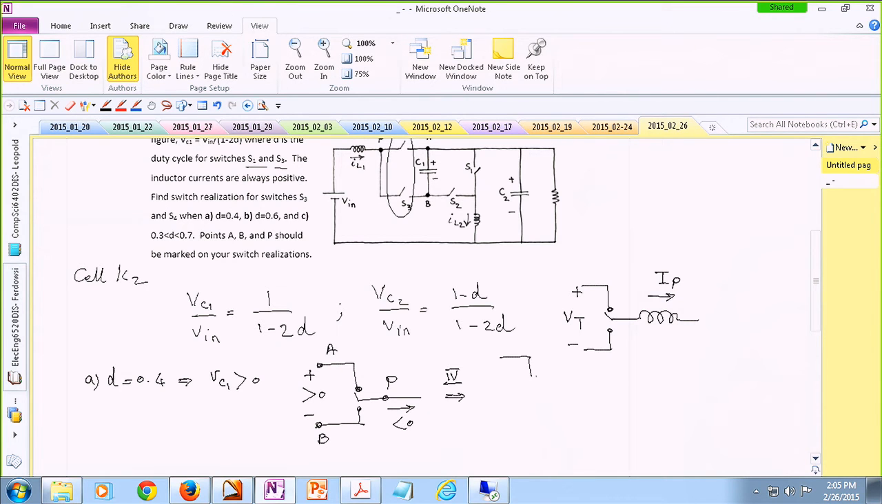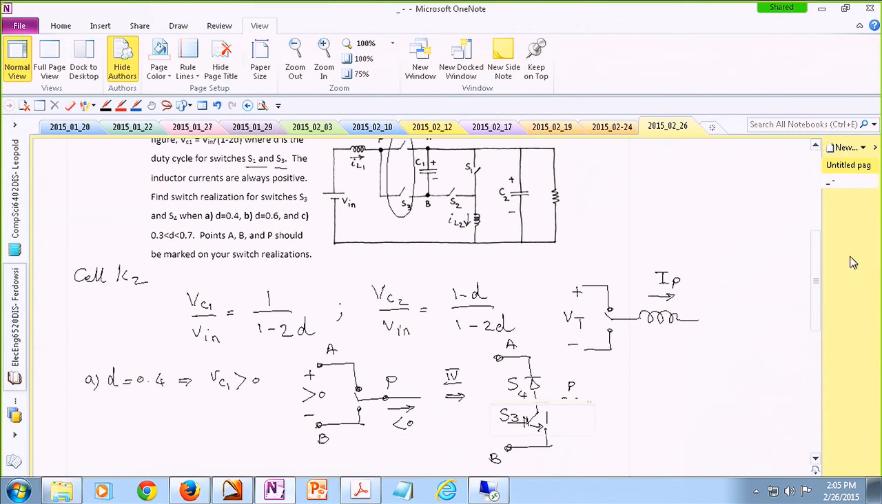So this would look like this. So this is A, this is B, and this is P. So this is S4, and then this is S3. And no problem in terms of S3 turned out to be a switch. S4 turns out to be a diode because our original assumption was S3 is the active switch, so no problem there. We can just command it to turn on and off.